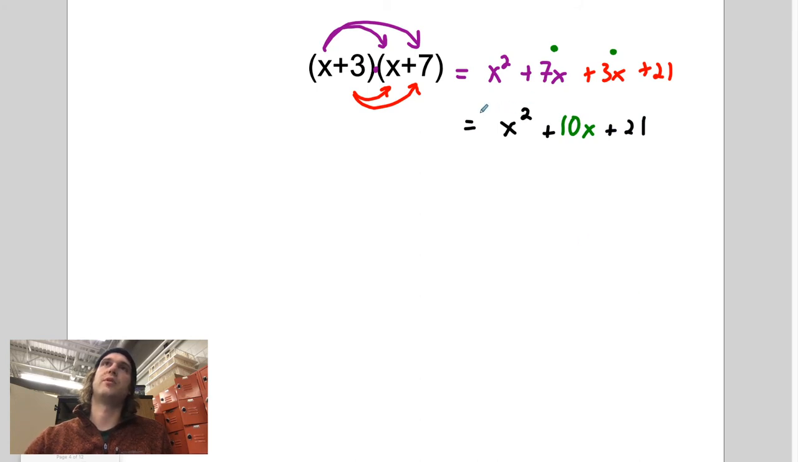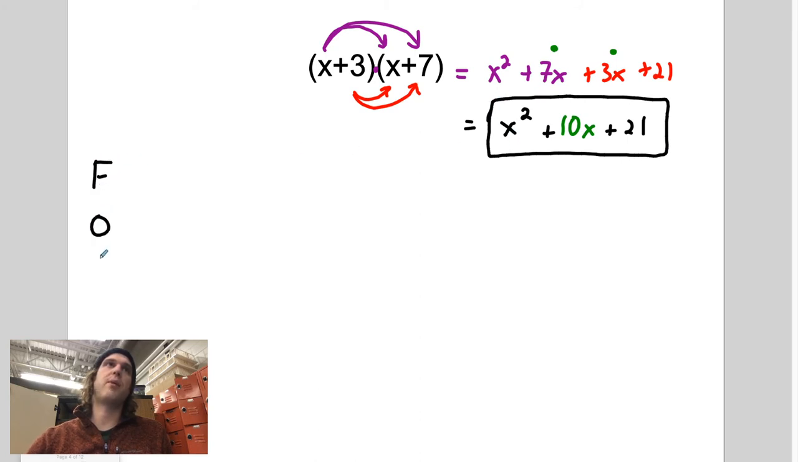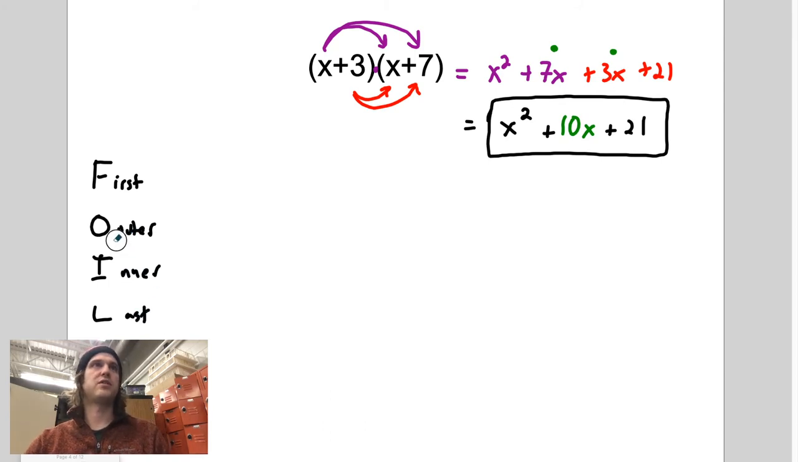That's it. Bring the other ones down, and we are all done. That's how you multiply two binomials. Now, it used to be taught, at least when I was in school, and I've still seen it pop up in textbooks. They teach first, outer, inner, last.